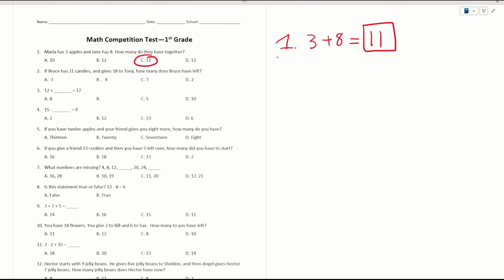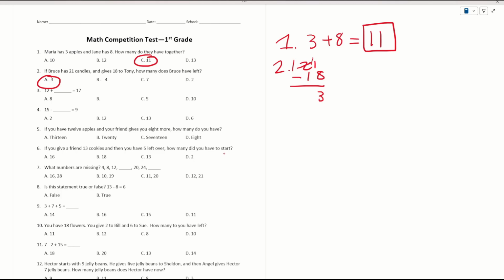Number 2, if Bruce has 21 candies and gives 18 to Tony, how many does Bruce have left? So for this question, Bruce is giving away 18 of his candies to Tony, so this is a basic subtraction. I'm not sure this competition allows a calculator, but I'm pretty sure it does not. So we're just gonna do 21 minus 18. Okay, so 1 minus 8, we cannot do that, so we're gonna borrow 2. That becomes a 1. That becomes 11 minus 8. That is 3. And then 1 minus 1 is 0, so our answer is going to be 3. He has 3 candies left.